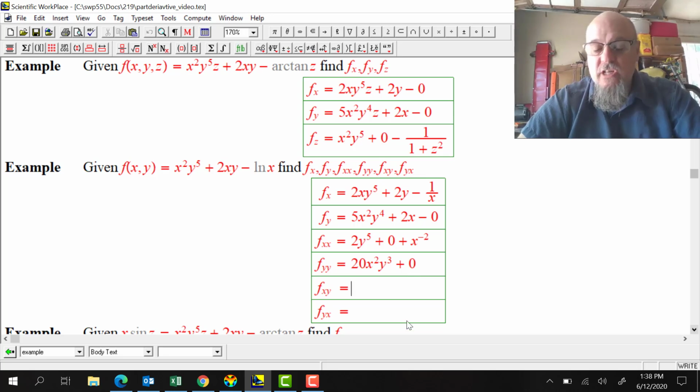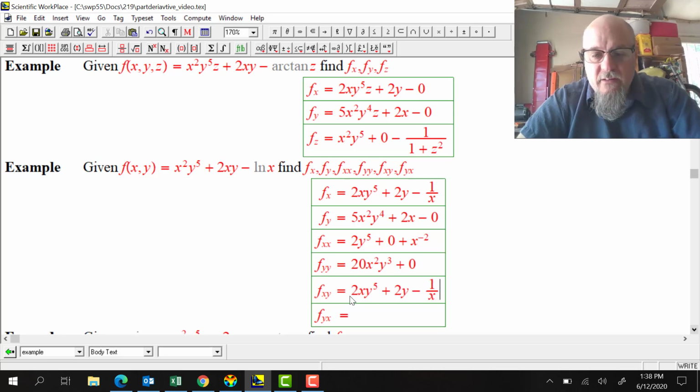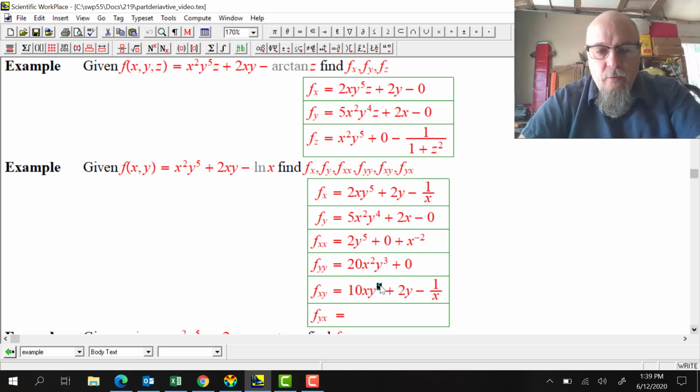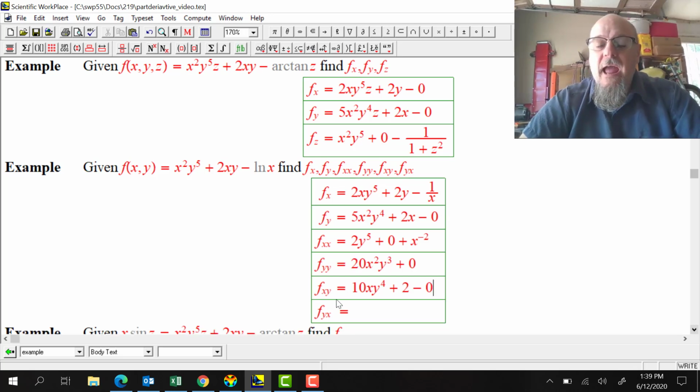We have two heterogeneous second order partials. So differentiate with respect to x, then differentiate with respect to y. So differentiate with respect to x, done. Now I need to differentiate this with respect to y. So x is a constant. The 5 comes down, that's a 10. Subtract 1 from the exponent. I'm differentiating with respect to y, so this becomes a 2, and there's no y's in there, 0. So there's our heterogeneous second order partial.